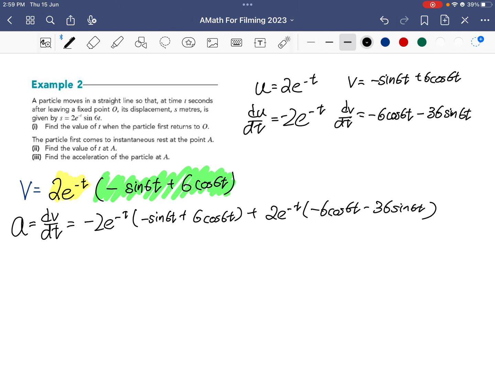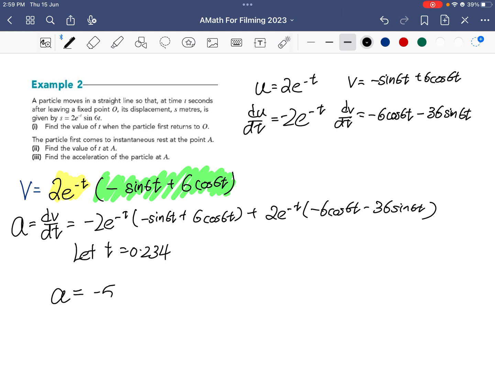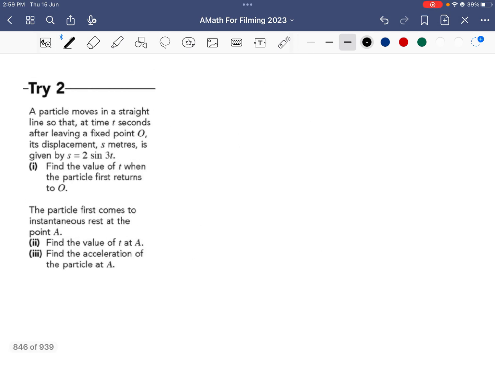Now, I really suggest that you don't try to simplify anything. What you can do is let t equal 0.234, because at A, the value of t is 0.234. Just use your calculator and plug the t into here, here, here, here, and here. If everything works out fine, your acceleration is equal to negative 57.8 meters per second squared. So basically, it is slowing down.